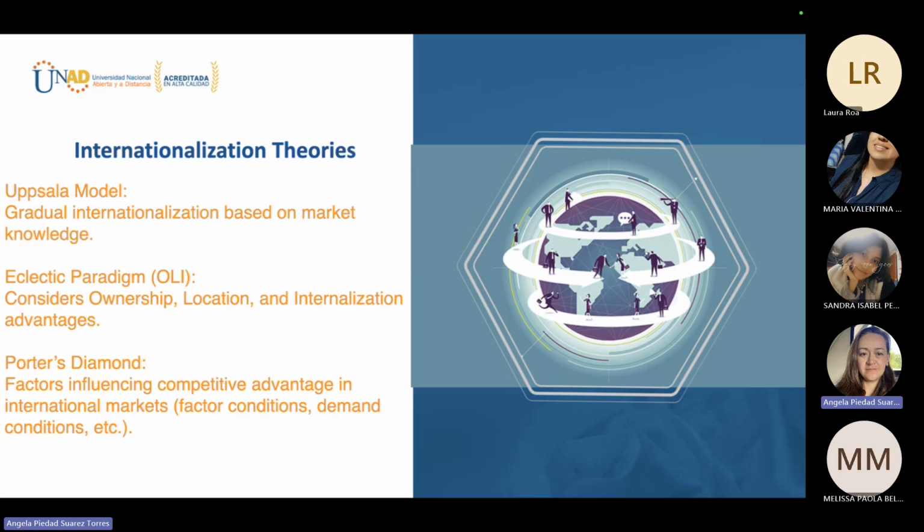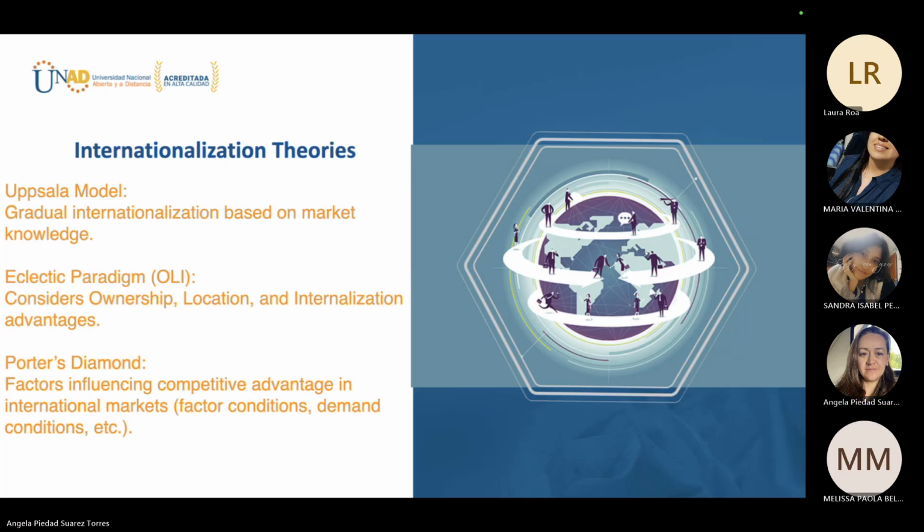And the learning process, which is very important in this Uppsala model, means internationalization is seen as a learning process. The firms gain knowledge through experience, which in turn informs their future international strategies. The Uppsala model suggests that firms will typically internationalize in a gradual and systematic way, with a focus on learning from each step to build their capabilities and confidence.